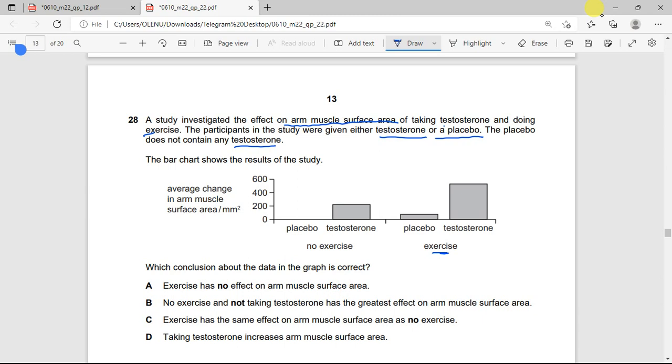Exercise has no effect on the muscle of the arm. That's wrong, because when you exercise, the arm muscle increases, but placebo does not develop male secondary sexual characteristics. So I know my A is wrong. Then let's see, what is B saying? No exercise and not taking testosterone has the greatest arm muscle. That's wrong. Exercise has the same effect on arm muscle surface area as no exercise. That's wrong. So taking testosterone increases arm muscle.